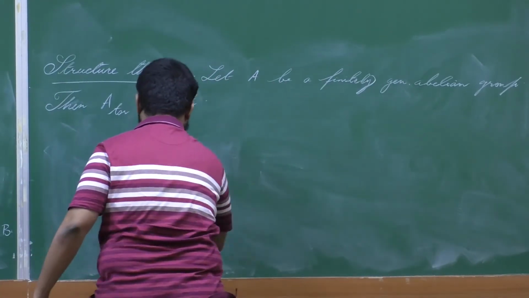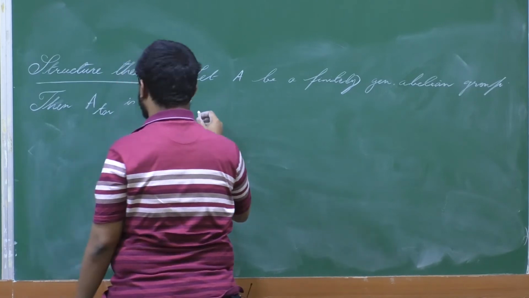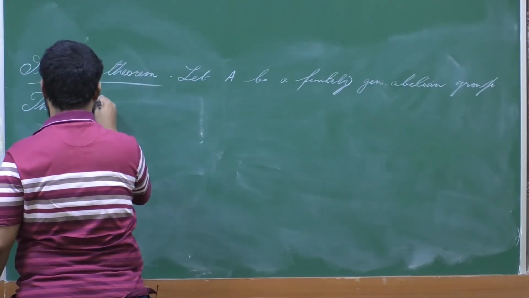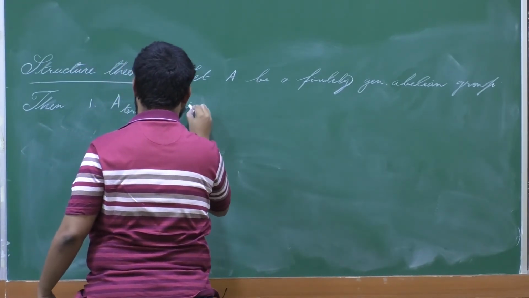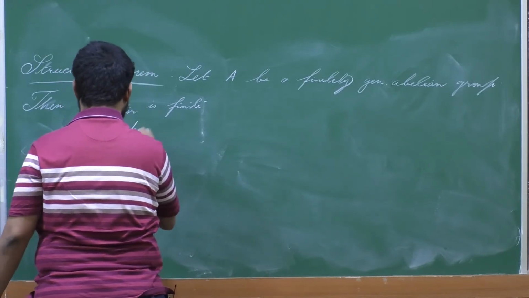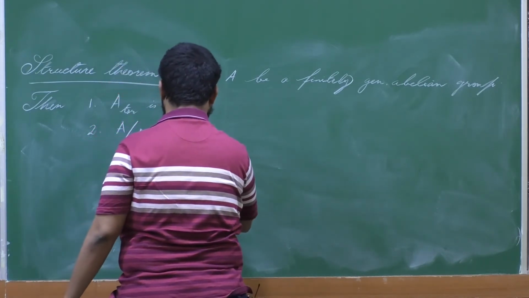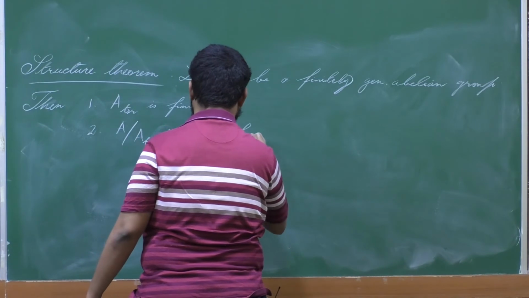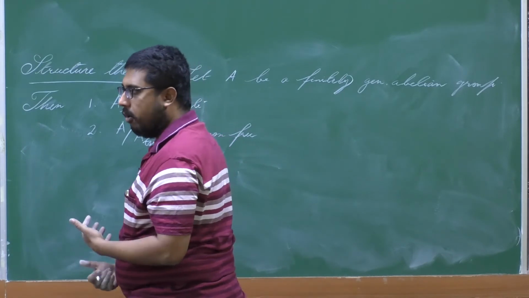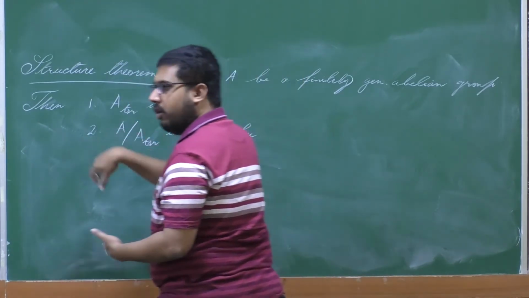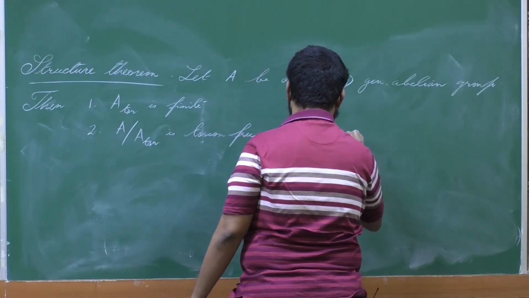I will quickly go through the things one by one. Then A tor is finite. The second thing is A modulo A tor is torsion free. That is clear because all the torsion elements have now been killed once we mod out by A tor, and hence A modulo A tor is free.